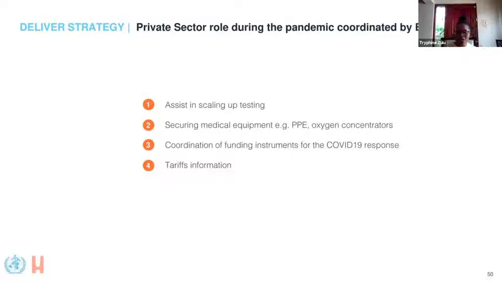And as you can see from the data from South Africa, we were able to bring down, or to control and contain, the pandemic because of this work between the private sector and the public sector. And the private sector was also responsible for coordination of funding instruments for the COVID-19 response, and also for providing the tariff information, as I've mentioned in the previous slide.